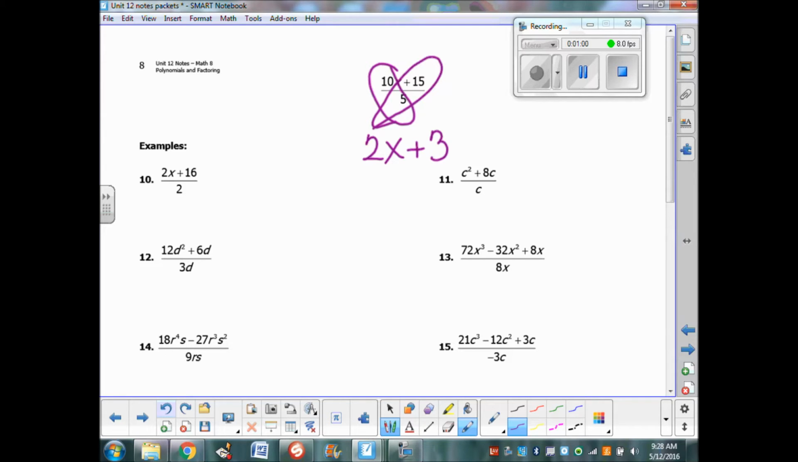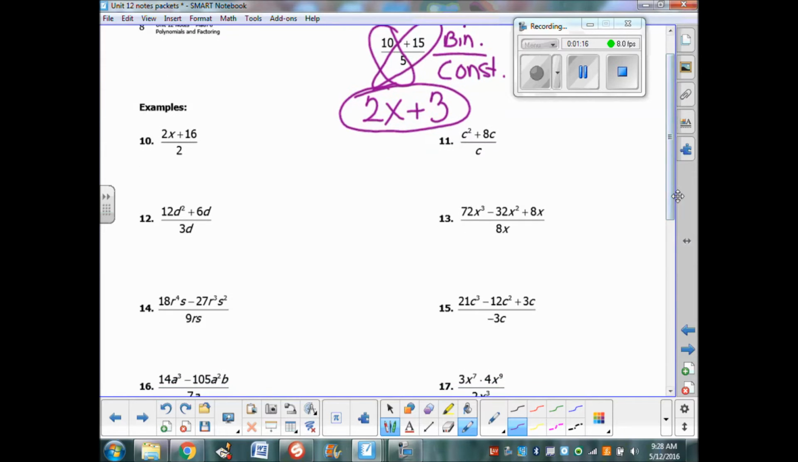So we just did the division there. We divided a binomial by a constant, or a monomial. Okay, in this case, it's just a plain old constant. So let's look at these examples. That first one that's there, 2x plus 16, all divided by 2. So again, you can draw, just like I did, what you need to divide. So we're going to divide everything in the numerator by that 2.